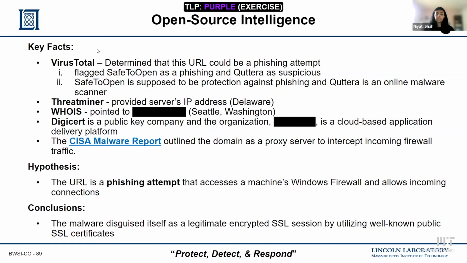And from further research, we were able to find DigiCert as a public key company and the organization as a cloud-based application delivery platform. Through an additional resource, the Cybersecurity and Infrastructure Security Agency's malware report, we outlined the domain as a proxy server to intercept incoming firewall. We hypothesized that the URL is a phishing attempt that accesses a machine's firewall and allows incoming connections. We concluded that the malware disguised itself as a legitimate encrypted SSL session by utilizing well-known public SSL certificates.